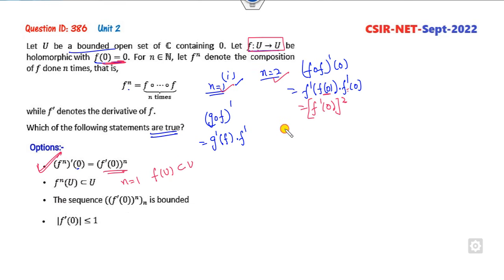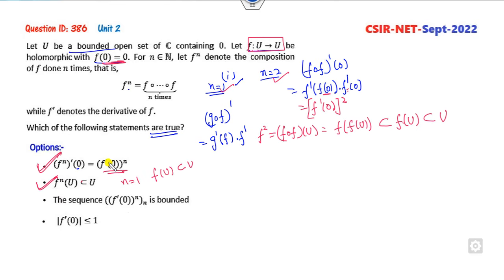If you take n equal to 2, then f circle f of u, I can write this as f of u. f of u is the subset of the u. So this is nothing but my f of 2. So this is also the correct statement. Look at this option: the sequence is my bounded. So look at that from here.